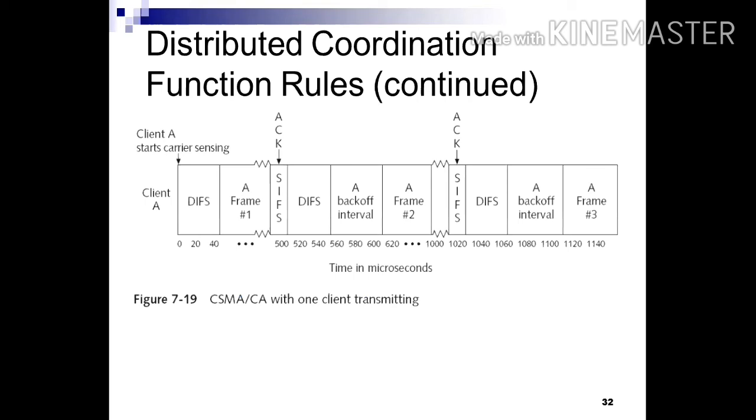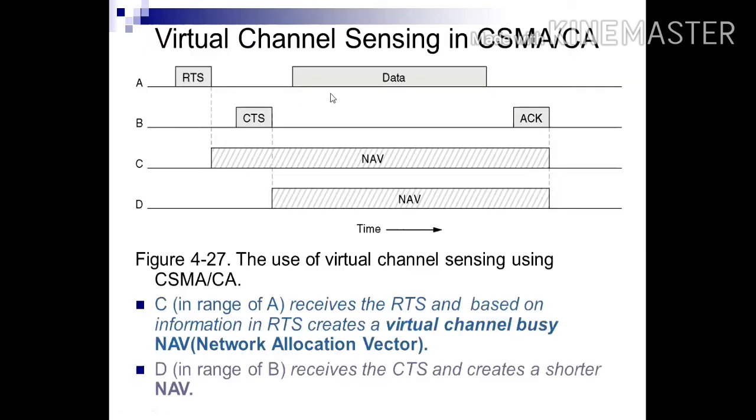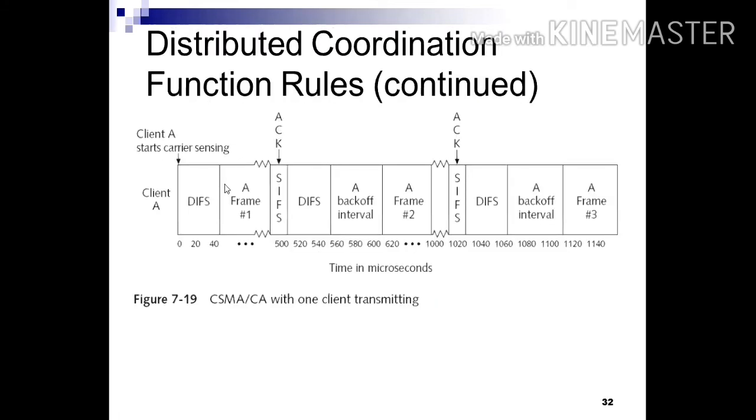So this is called distributed coordination function, the CSMA/CA protocol. There are certain rules before sending data and acknowledgement. Before sending data, you need to stop for some time, and this time is called the distributed coordination function inter-frame spacing.